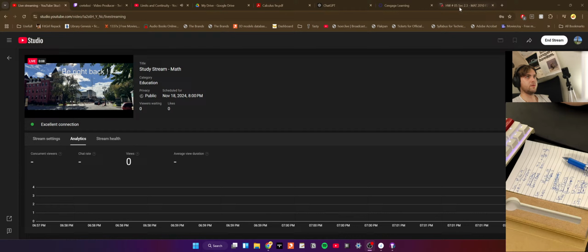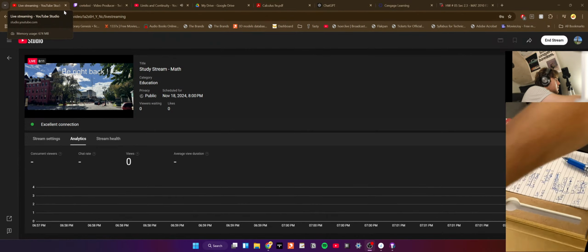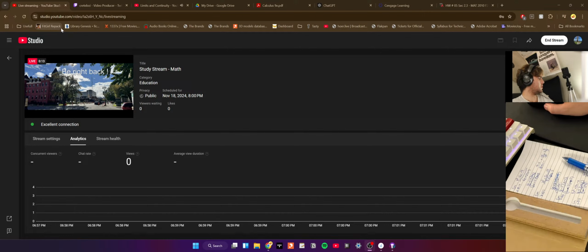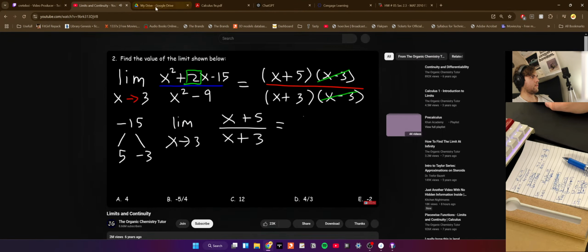One of them is going to be plus, the other is going to be minus. Notice that we can cancel x minus 3. So now we can evaluate the limit as x approaches 3 of x plus 5 divided by x plus 3. So it's going to be 3 plus.